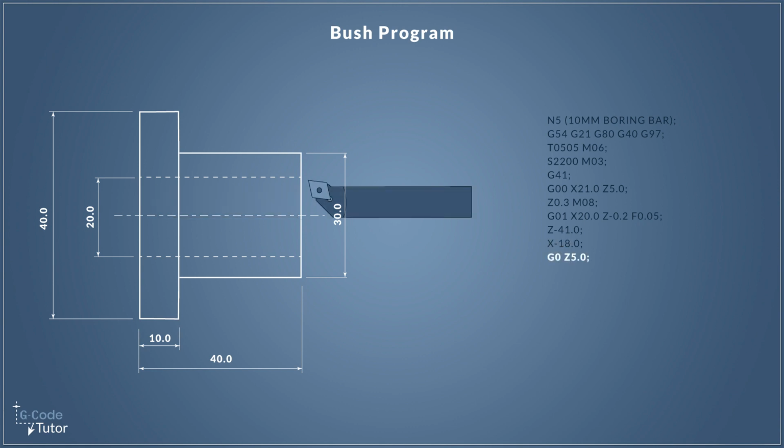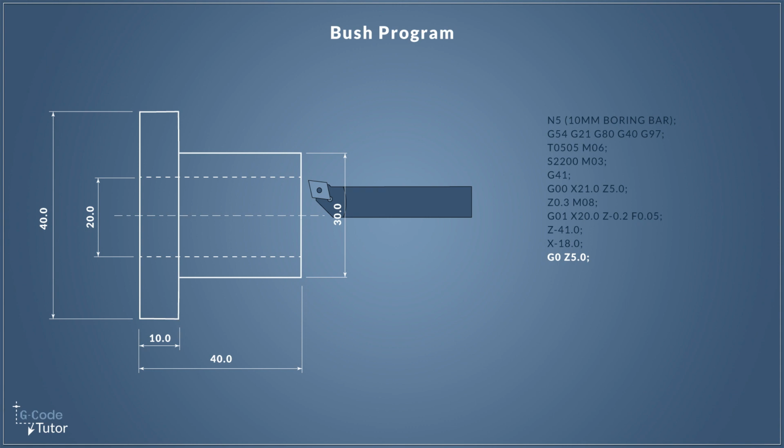So now we can wrap it back out to a start position away from our part, so our boring bar is nice and safely outside the material now. So we're using a rapid move G0 and we're coming back to Z5.0 to give us 5mm clearance. Now you may have noticed I use G0 and not G00 here. I've done this on purpose to explain that you may see G0 instead of G00. It means the same thing.